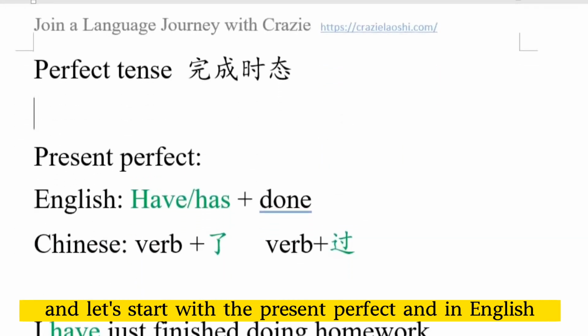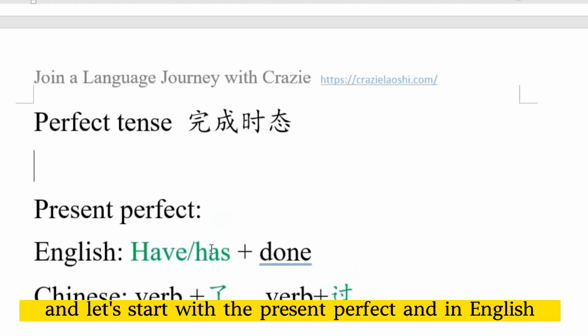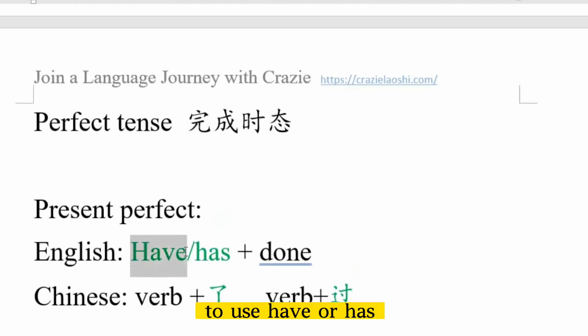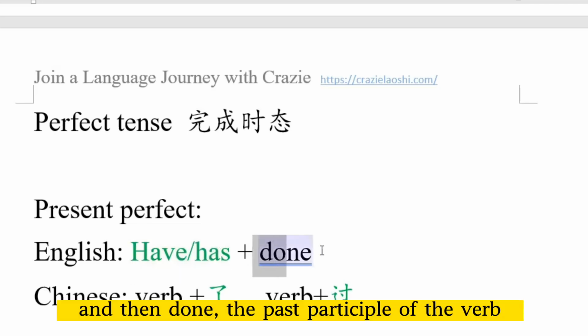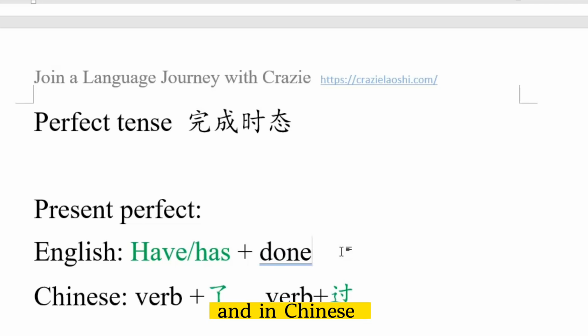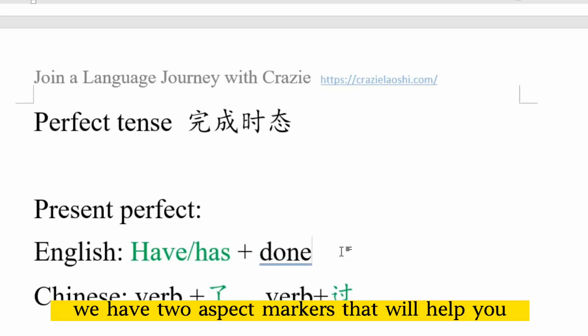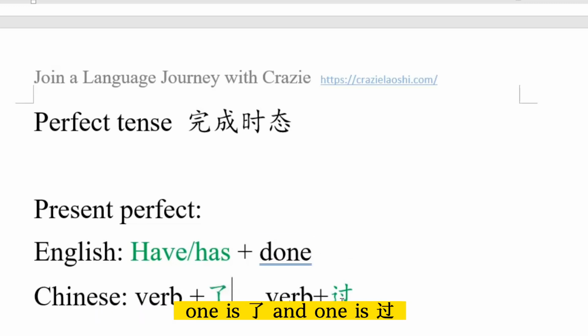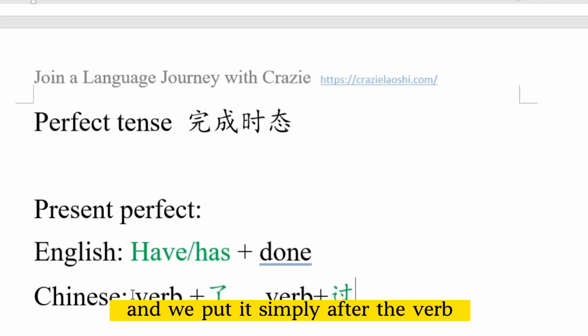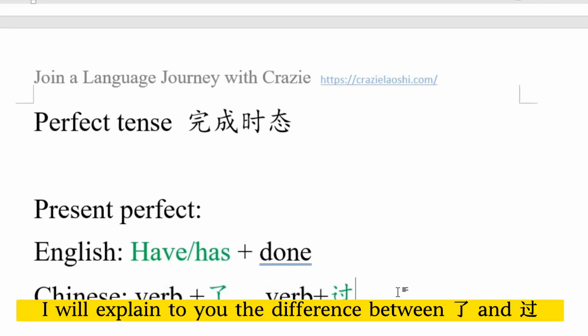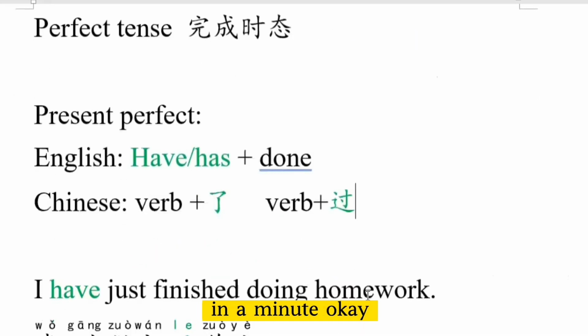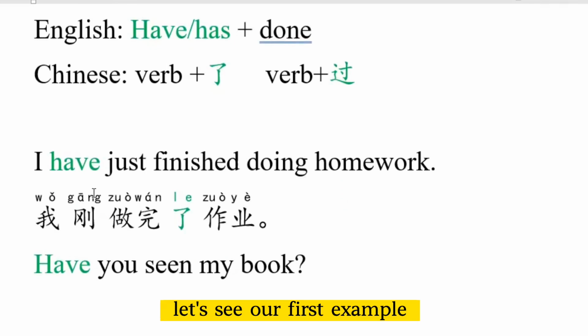Let's start with the present perfect. In English, you use have or has, and then done, the past participle of the verb. In Chinese, we have two aspect markers that will help you. One is le and one is guo. We put it simply after the verb. I will explain to you the difference between le and guo in a minute. Okay, let's see our first example.